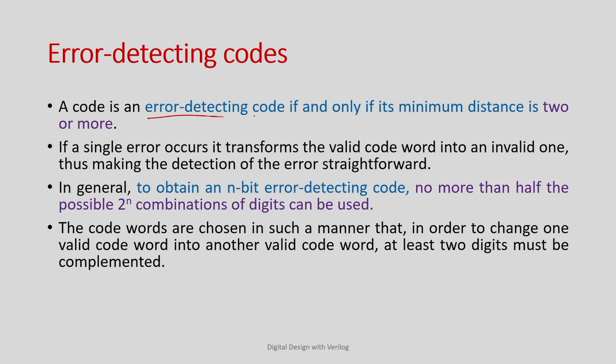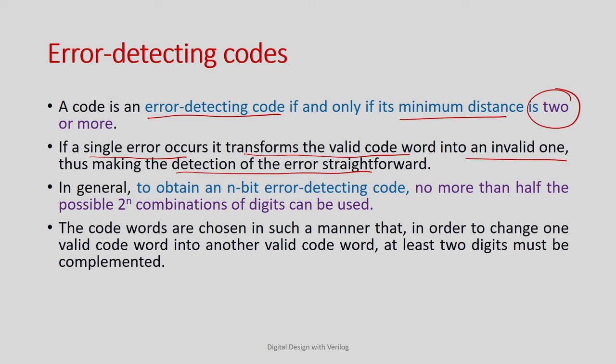For any error detecting code, the minimum distance will be 2 between two valid codes, right. So, what is happening? If a single error occurs, it will transform a valid code word into an invalid or incorrect one, right. So, making it detectable. We will always understand that this is not a valid code. So, we will just say that some error happened somewhere. I do not know where, or what the correct code is. But I know some error happened.